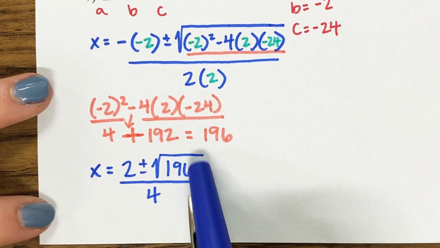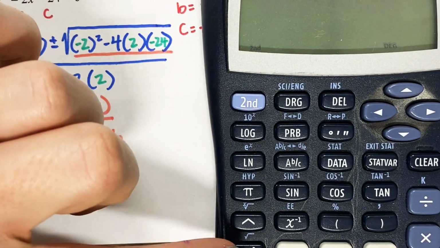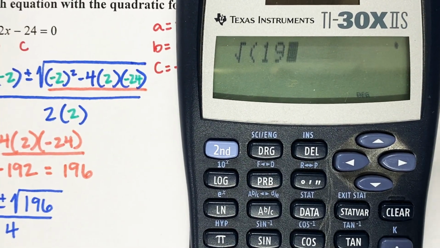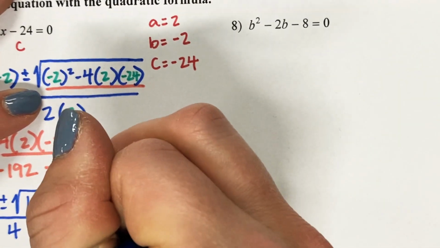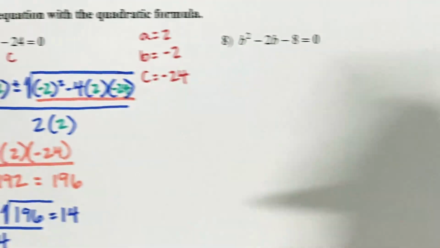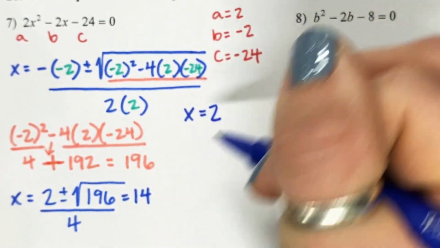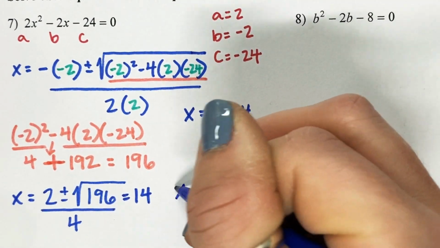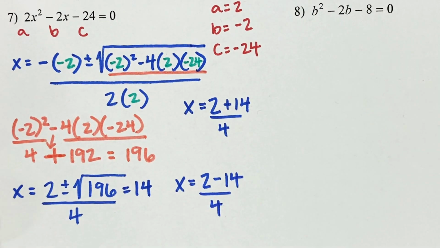Well, let's figure out what the square root of 196 is. In your calculator, you can hit second and x squared because there's this little square root. I'm going to put 196. Easy peasy, that just turns into a 14. So now I have 2 answers. I'm going to write my 2 answers: x is equal to 2 plus 14 over 4, and x is equal to 2 minus 14 over 4. Remember, that plus or minus is what's giving us our 2 answers.